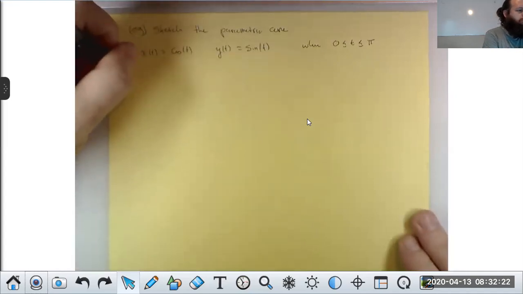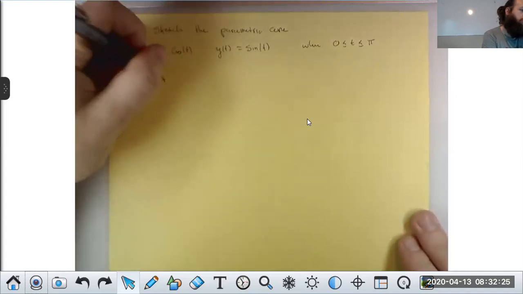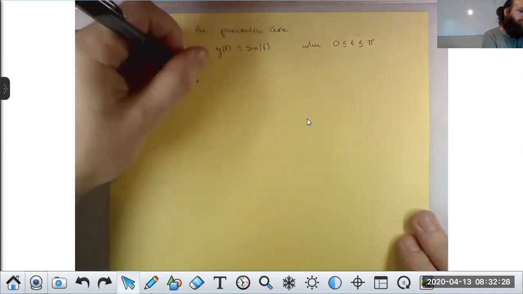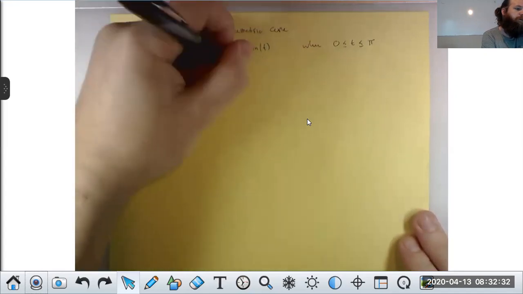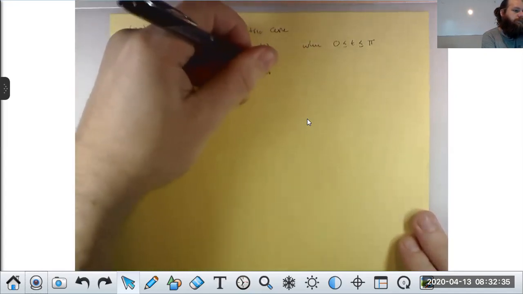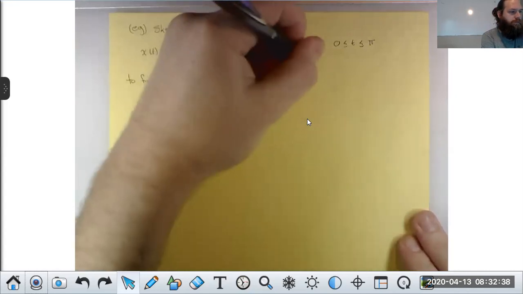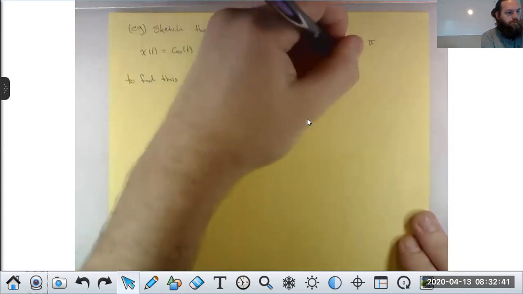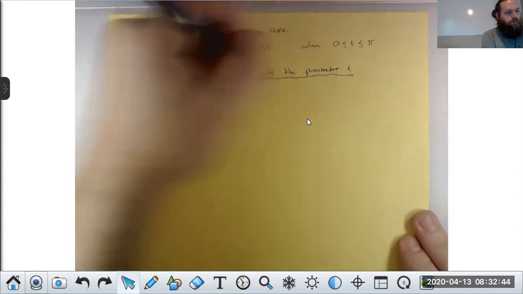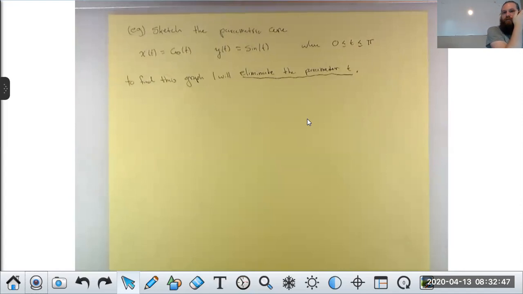So to find this graph, I will eliminate the parameter. And this is a major technique. So we're going to do some algebra to those two equations in hopes that we can find a way of getting rid of the t's and turning this into an equation, instead of having two different equations involving x and t and y and t, into a single equation just involving x and y.